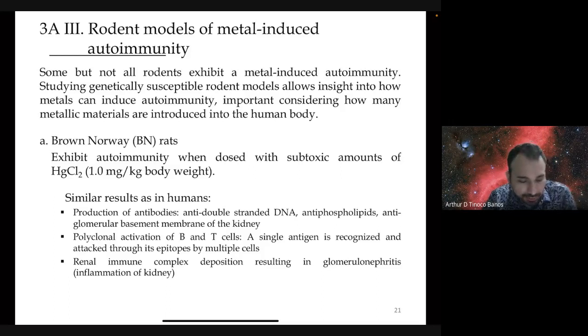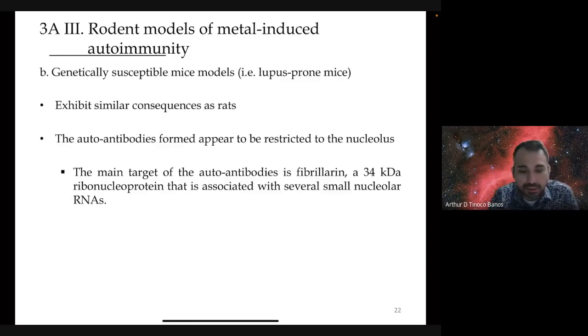You also see the polyclonal activation of B and T cells, where a single antigen is recognized and attacked through its epitopes by multiple cells. You also have renal immune complex deposition, resulting in glomerulonephritis, which is an inflammation of the kidney. So you see many of the same types of features that appear in humans. But another really interesting thing is that over time, these particular genetically susceptible rats can become resistant to the effect of the mercury. There are also certain mice that are genetically susceptible.